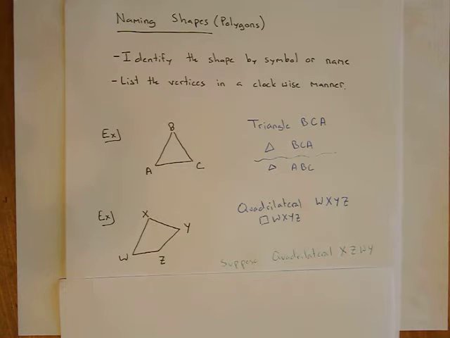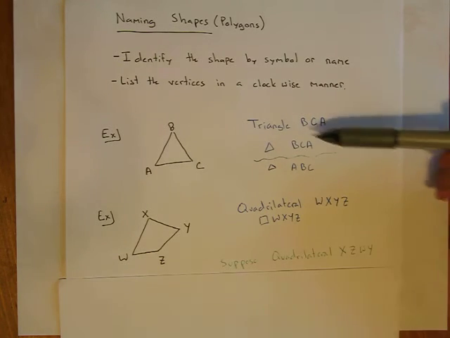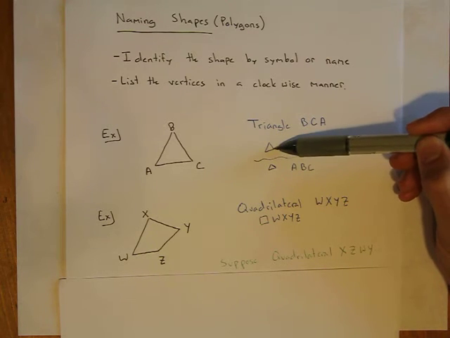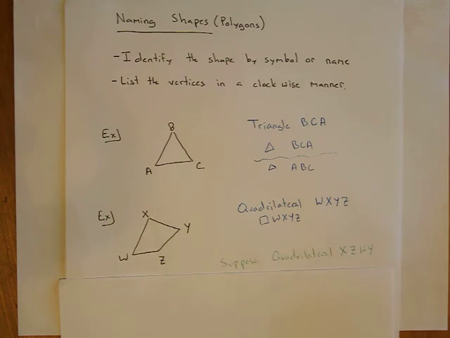Anytime we name polygons, you have to go in a clockwise manner. You have to go as though you're tracing the shape. Doesn't matter where you start. Doesn't matter whether you name the whole shape or use a little symbol as a shortcut. But the key is you have to name your vertices. You have to name your points in order.